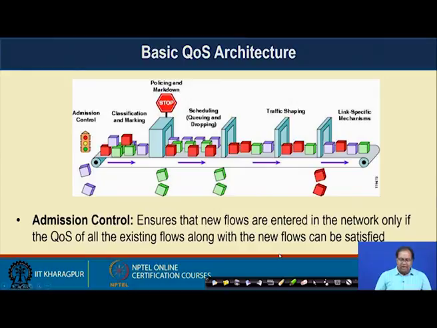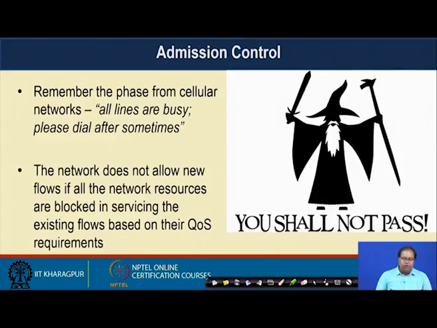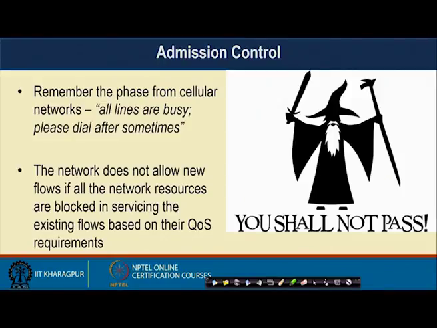So, let us start with admission control. As we are mentioning that admission control ensures that new flows are entered in the network only if the quality of service of all the existing flows including the new flow can be satisfied. So, you have actually experienced this context of admission control. Many of the time whenever you are dialing over say the cellular network, you have heard this phrase like all lines are busy, please dial after some time.